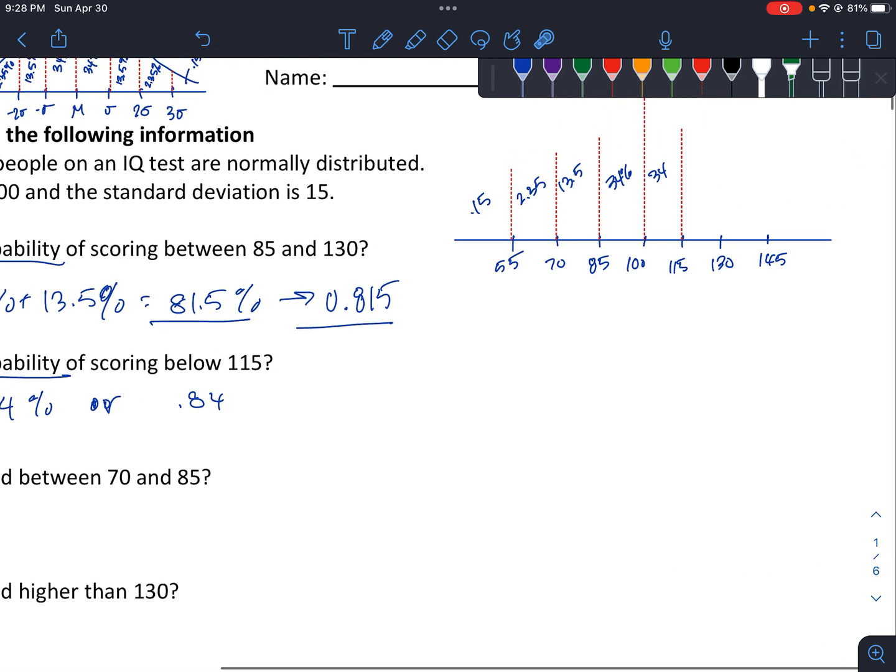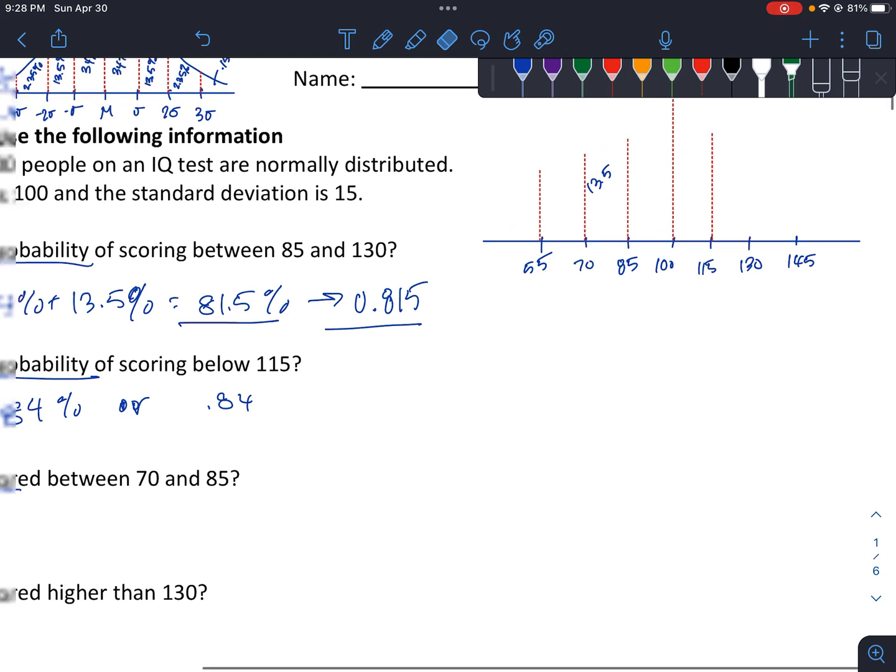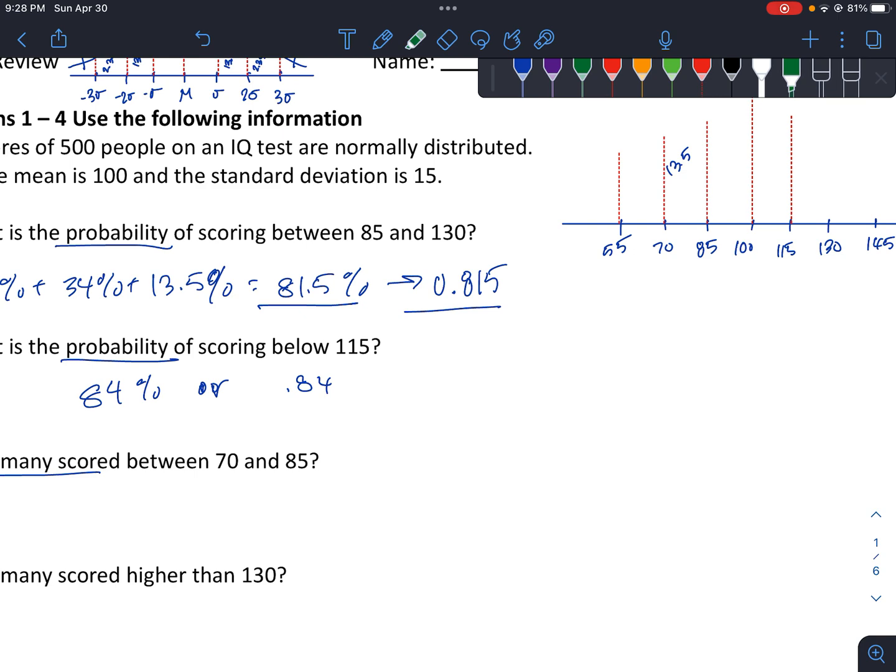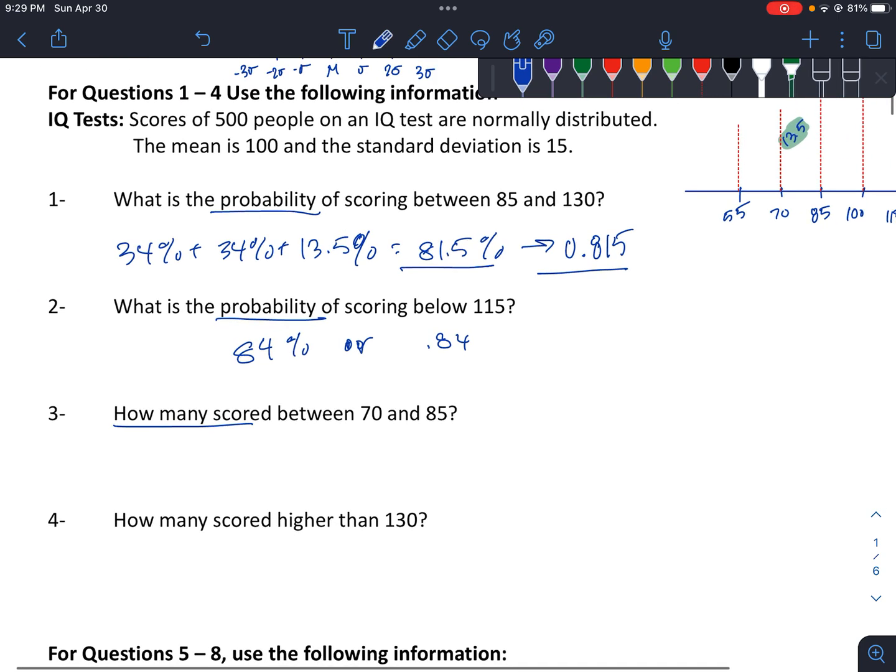Okay, so let's go ahead and keep what we have right here, because we're going to be adding up anyways. So it's between 70 and 85. So not those two values right there. Don't need those. Or just this one right here. So between 70 and 85, this is the only value that matters to us. So the probability between 70 and 85 would be 0.135.